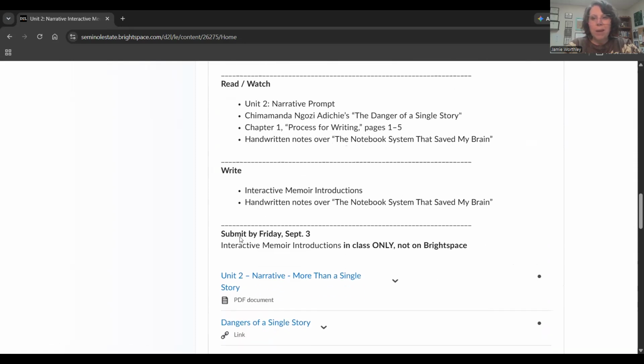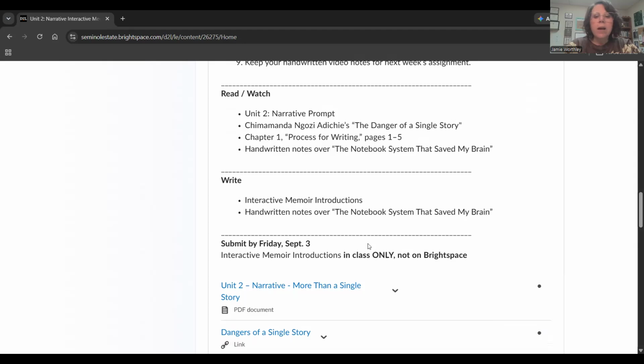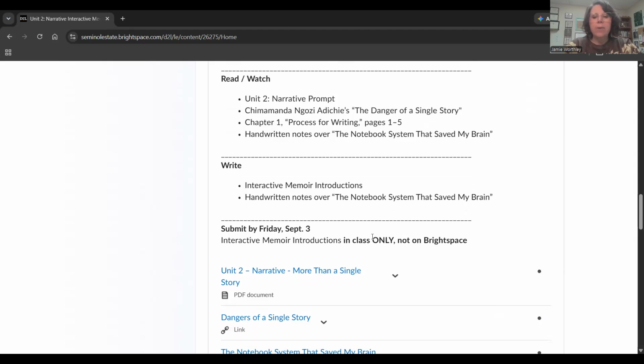And then if you're ever just like, man, this is so much information, just go to submit. Submit by Friday, September 3rd. I was supposed to submit my interactive memoir instructions. Anyway, that's handwritten because it is for the face-to-face. But as long as you got that submit, you're going to be okay.